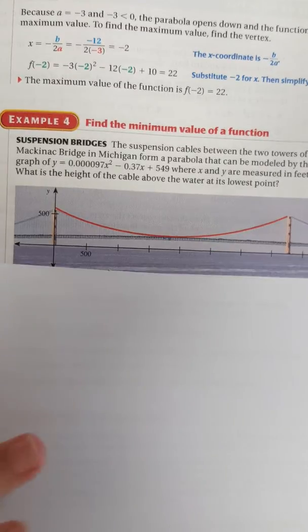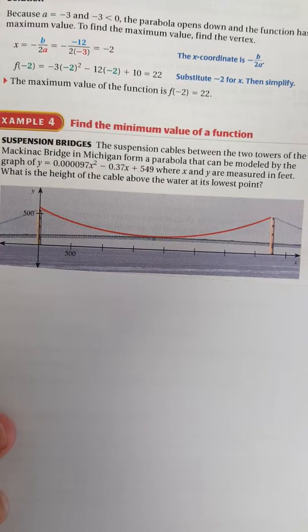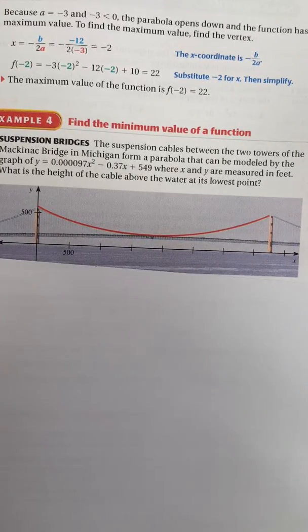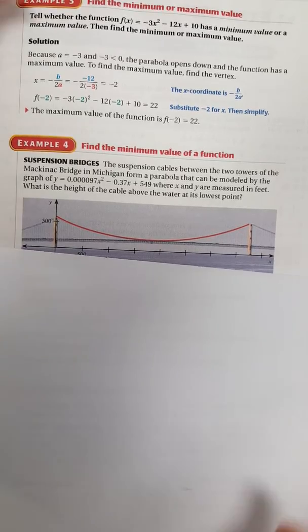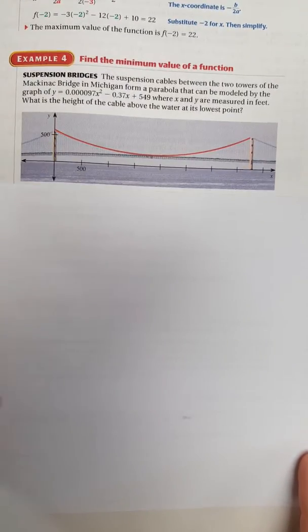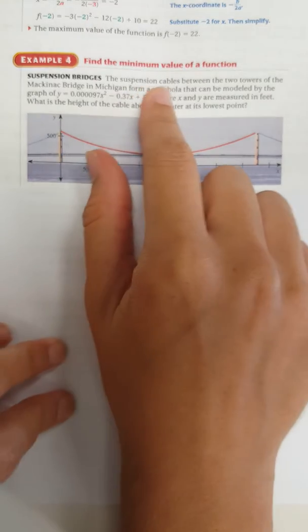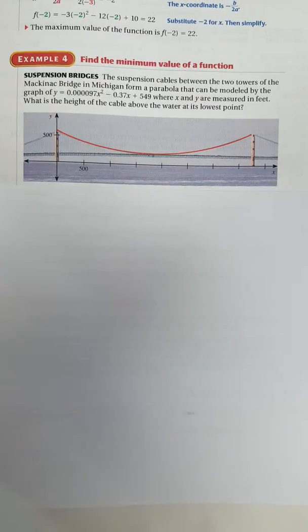We are going to look at this word problem. Okay. Oh, good. I think you can see that. There we go. Number 4, that's the one we're looking at right here. Okay, suspension bridges. The suspension cables between, I won't point so you can read it. The suspension cables between the two towers, modeled of Mackinac, I don't know how to say it, it's in Michigan.